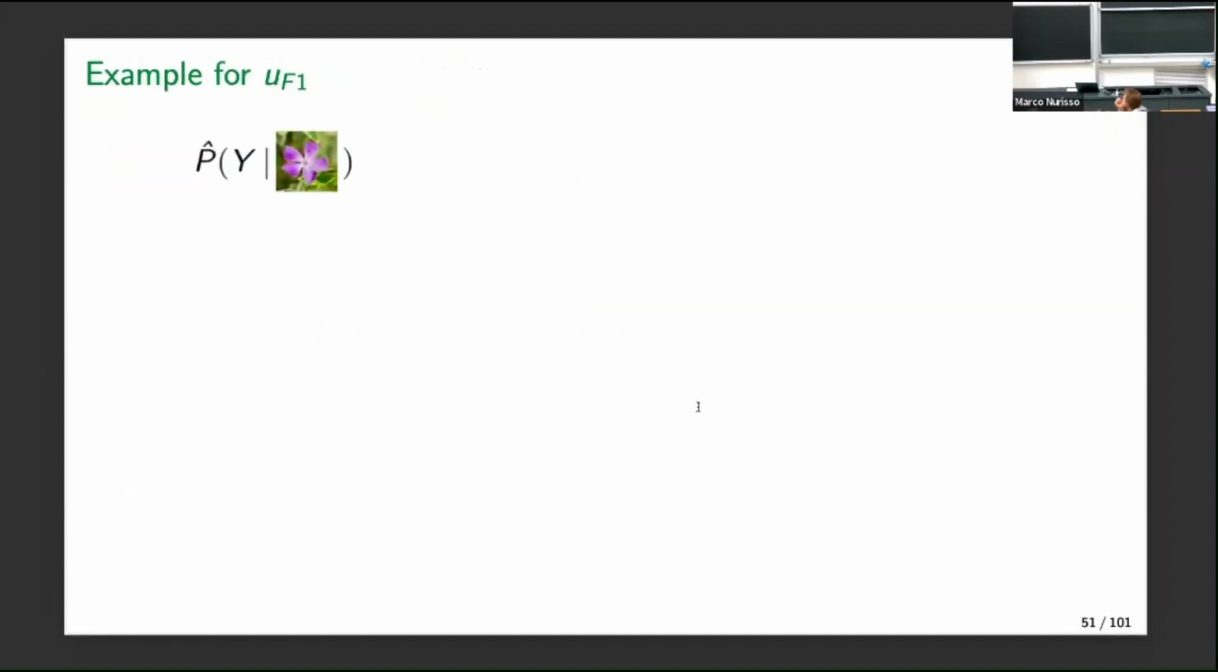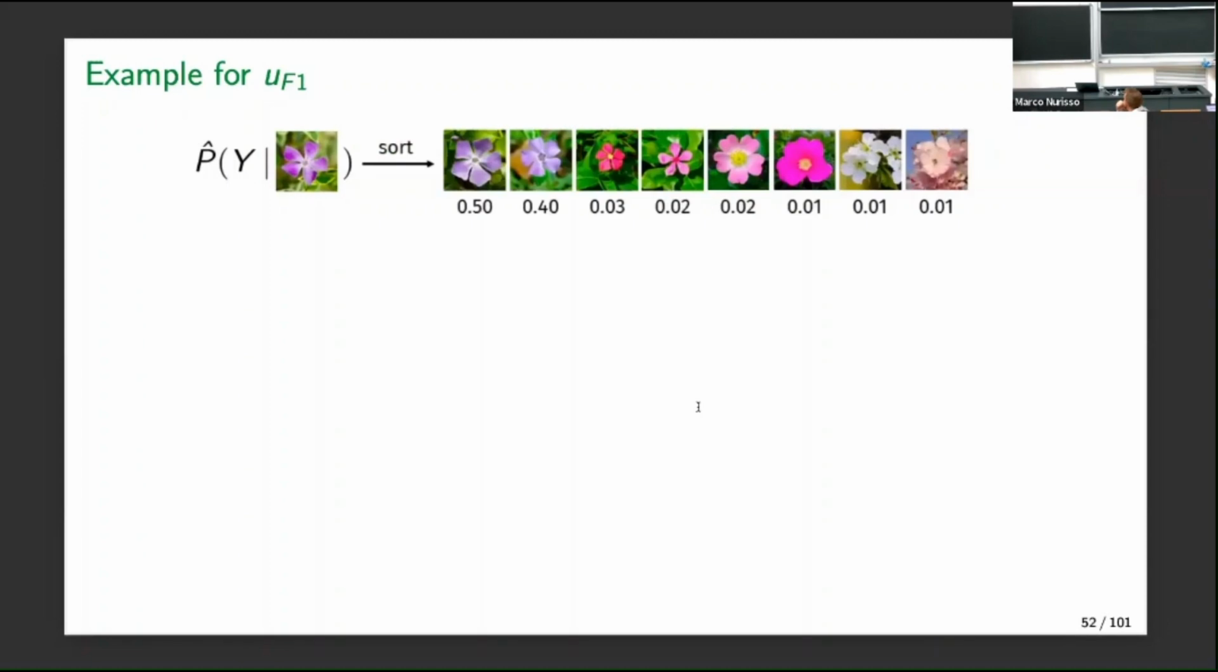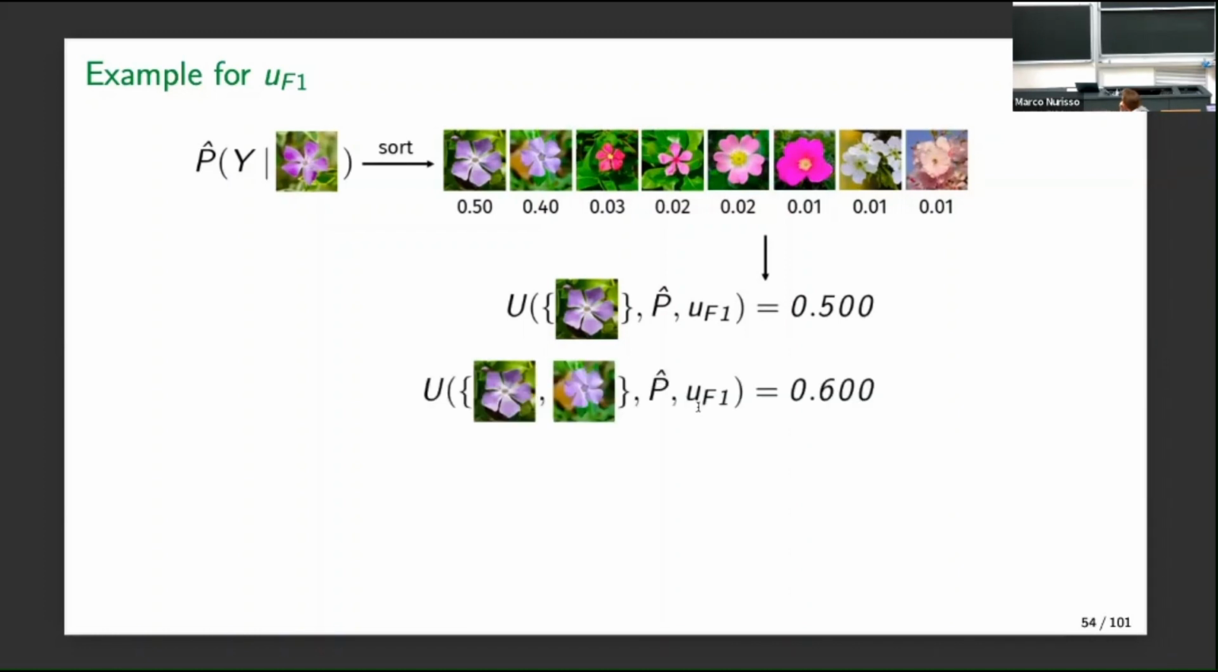So let's take an example on a concrete case. We have again this flower, and let's say for this flower, the predicted probability distribution was this one over in total 1, 2, 3, 4, 5, 6, 7, 8 classes. I've already sorted the probabilities. We have shown in recent work that by just sorting the probabilities and then looking at the reward, the expected utility, if you only return a set of size 1, the highest probability, and then looking at the expected utility when you return a set of size 2.